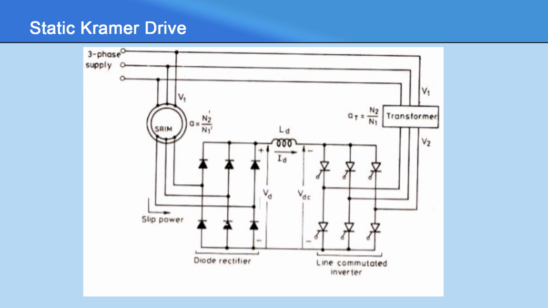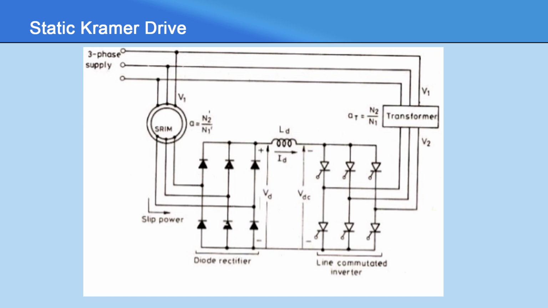The circuit configuration of the static Kramer drive is shown in the figure. The slip frequency power from the rotor circuit is converted to DC voltage, which is then converted to line frequency and pumped back to the AC source. As the slip power can flow only in one direction, the static Kramer drive offers speed control below synchronous speed only. The slip power from the rotor is rectified to DC voltage by a diode bridge.